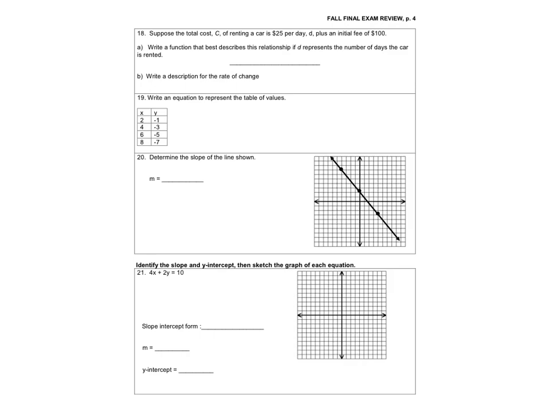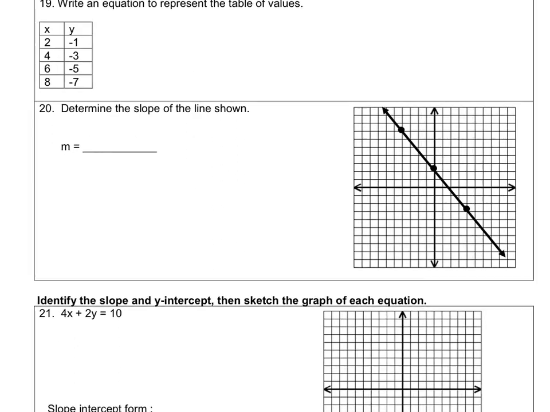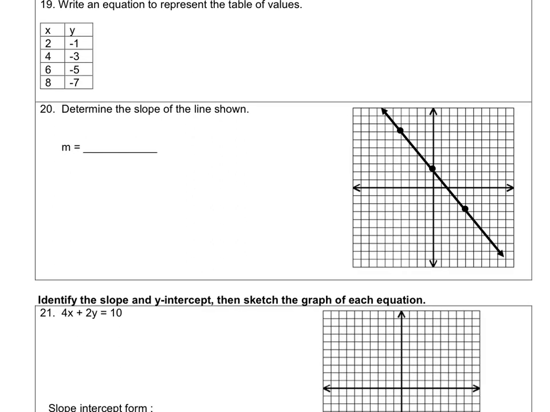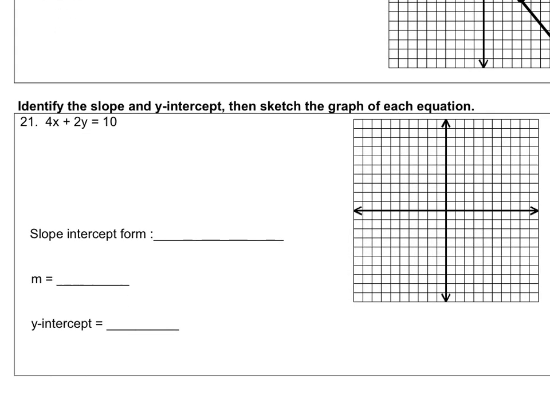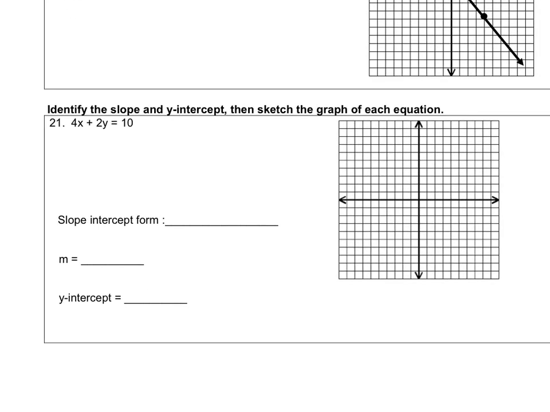All right, we are on page 4 of the fall final review to look at questions 20 through 30. So we're starting with question number 21, where we want to be able to find the slope, the y-intercept, and then sketch the graph for each one. So I'm going to look at different ways to go about this.